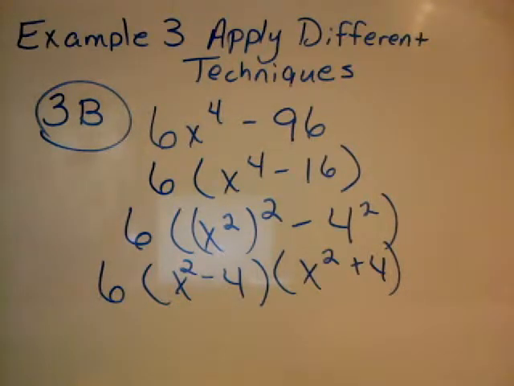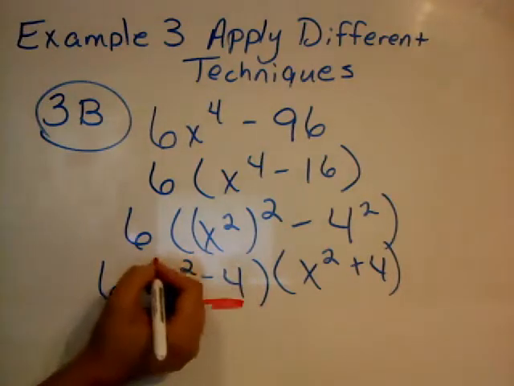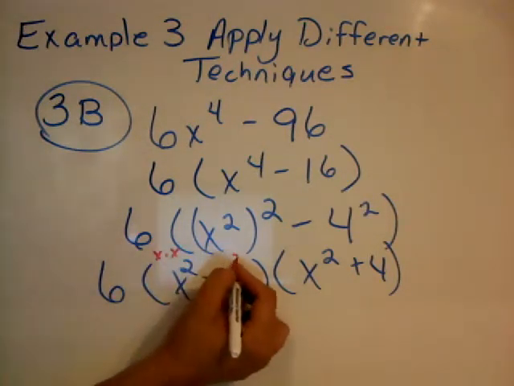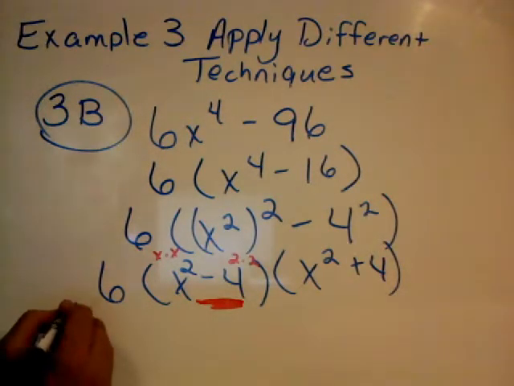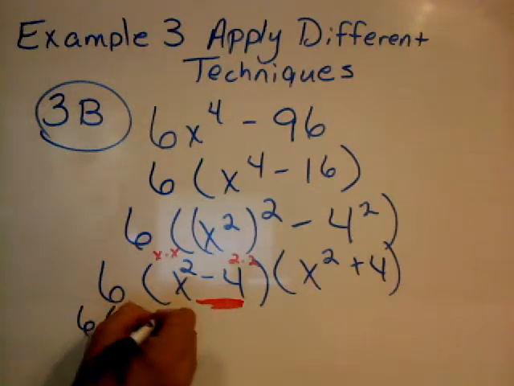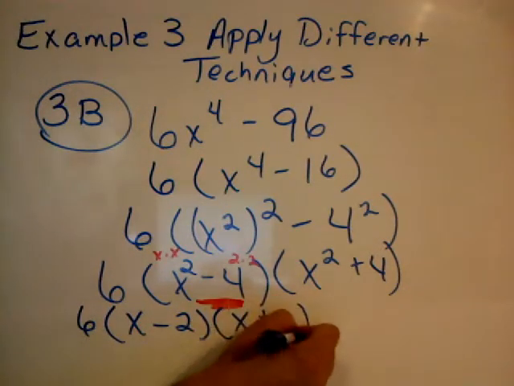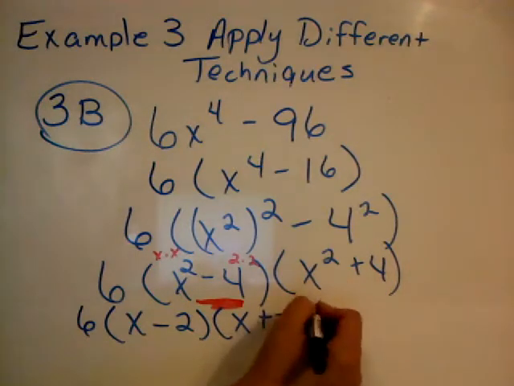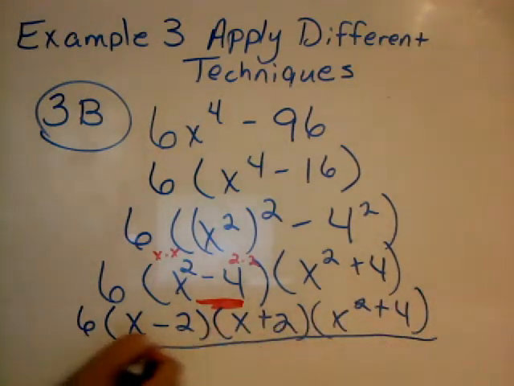Now, let's look at this. I have a difference of squares because x times x and 2 times 2. So I can go another step. 6 times x minus 2 times x plus 2. This is not a difference of squares, so I'm going to leave it alone. And that is my ultimate answer.